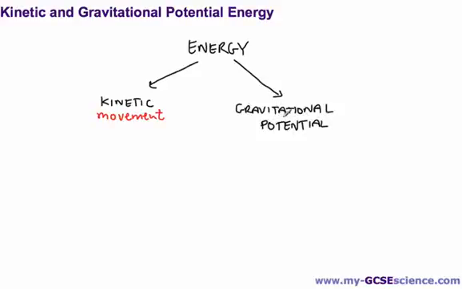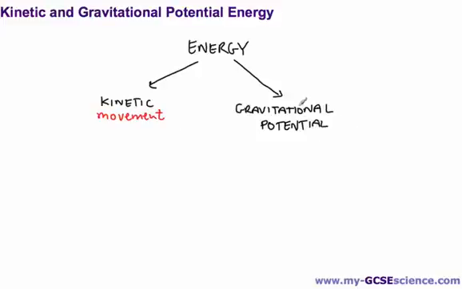And gravitational potential energy is the energy that something has because of its position in a gravitational field. That's just a slightly long way of saying the energy something has because of its position above the ground. So something high up will have more potential or gravitational potential energy than something lower down nearer to the ground.